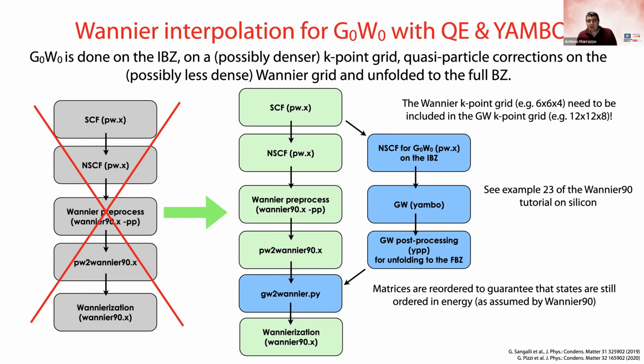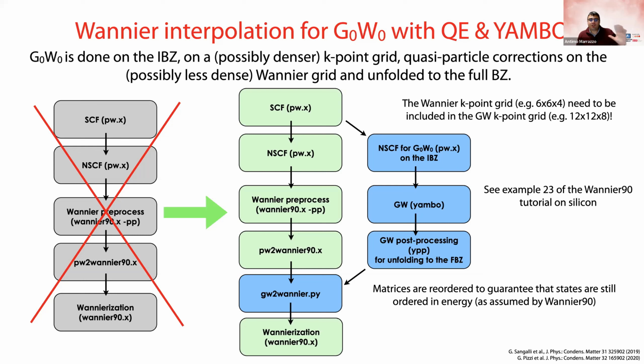You write these eigenvalues to a file, using a post-processing code of YAML, and in doing this, you unfold them to the full Brillouin zone, okay? So you take these eigenvalues, and then you take the overlap matrices computed at DFT level, and the eigenvalues from GW. You reorder things to guarantee that everything is ordered in energy. This is just a technical aspect that is needed because of the way Wannier90 deals with matrices and states. And then you Wannierize the system, okay?